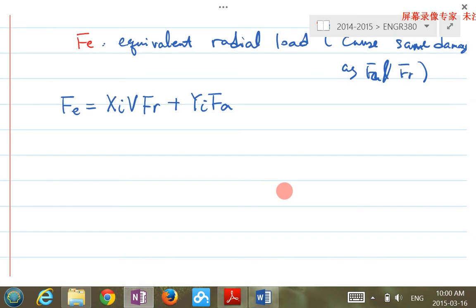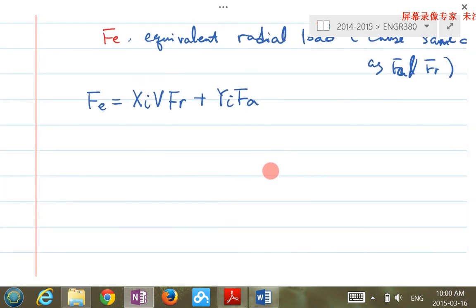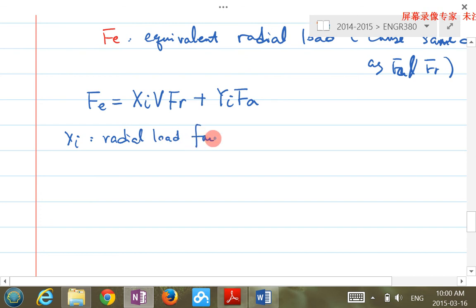Okay, so first of all, we know what Fa and Fr are, right? They are basically axial load and radial load. Xi here is called the radial load factor, because it's the factor applied to Fr. And Yi here is called the axial load or thrust load factor, because it's applied to the Fa. There's a subscript i, so I'm going to talk about i shortly.